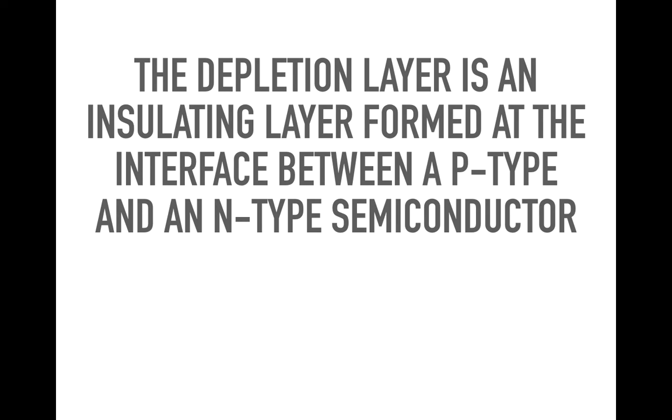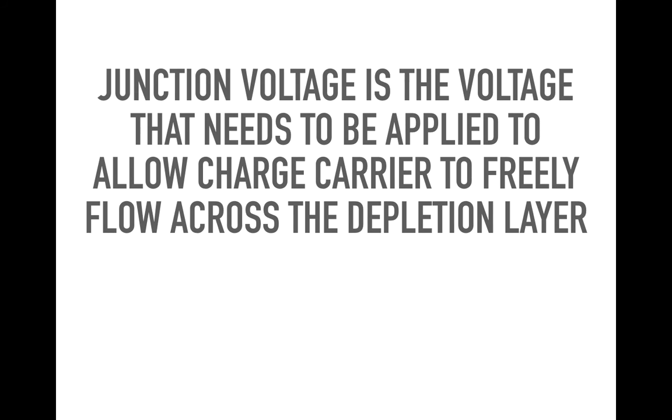Okay, so the depletion layer is an insulating layer formed at the interface between a p and an n-type semiconductor. It's a definition, you need to learn it off. The junction voltage is the voltage that needs to be applied to allow charge carriers to freely flow across the depletion layer. You need to know that. It's about 0.6 or 0.2 for germanium and silicon respectively.